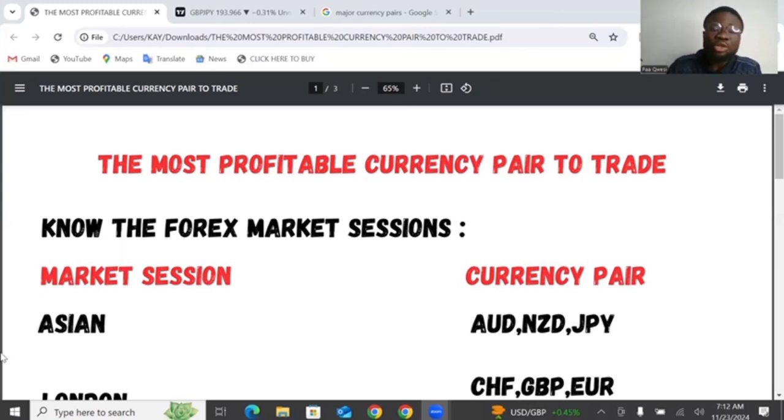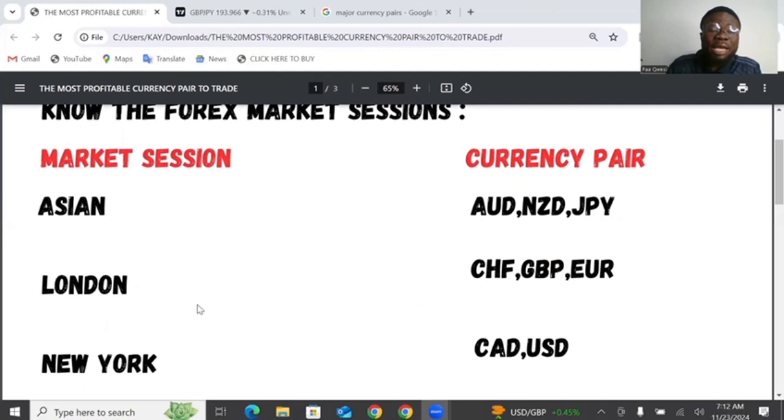So let's come to the New York session. Which currencies are open during the New York session? Okay, so when it comes to the New York session, we have the CAD, which is the Canadian dollar, and the United States dollar. They are all active. Their financial market centers are open during that time.